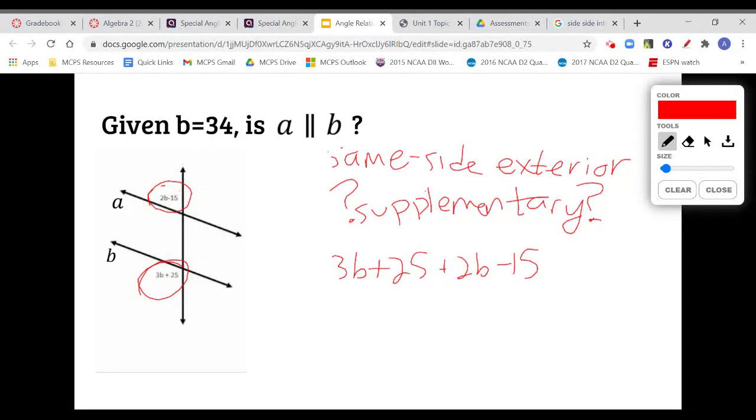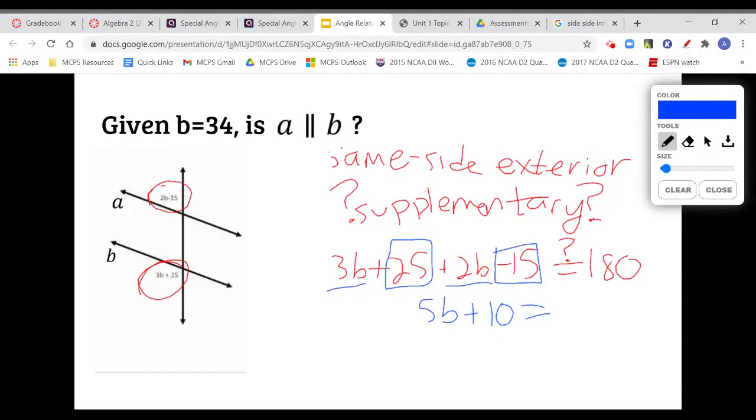Okay, you could go ahead and plug in for B right away. What I want to do first is simplify it first. So I'm going to combine like terms, and I'm going to take 3B plus 2B, which gives me 5B, and then I'll combine 25 and minus 15 to give me plus 10. Okay, and I will say, does that give me 180?